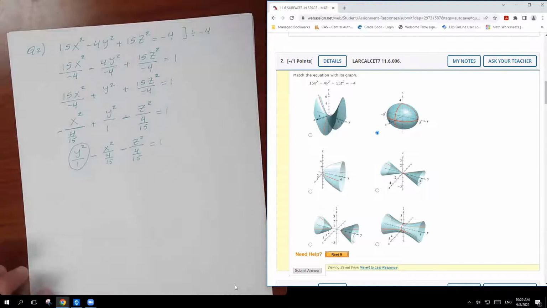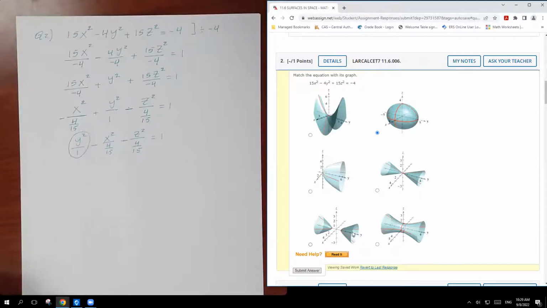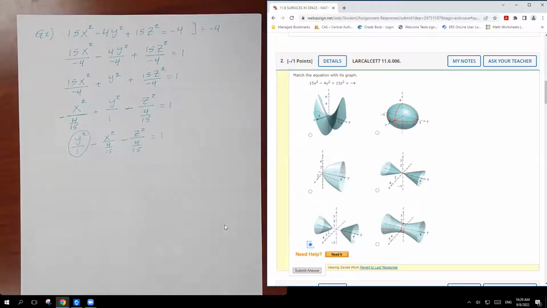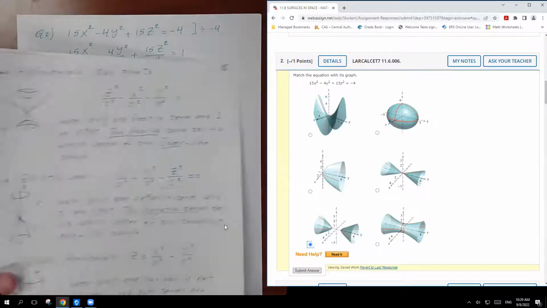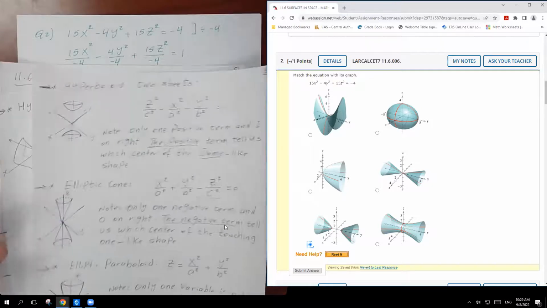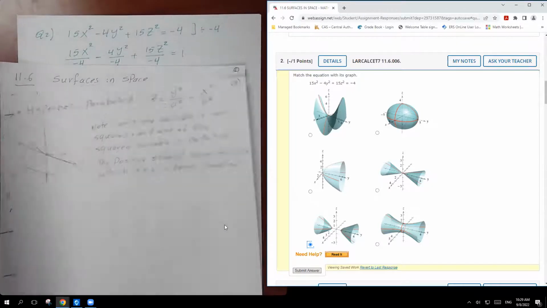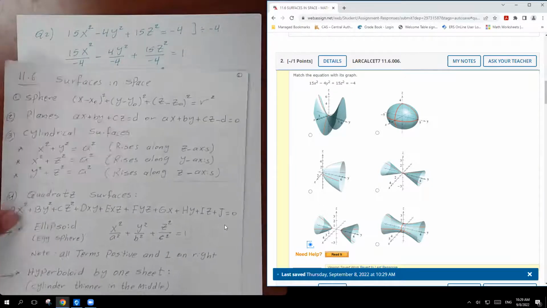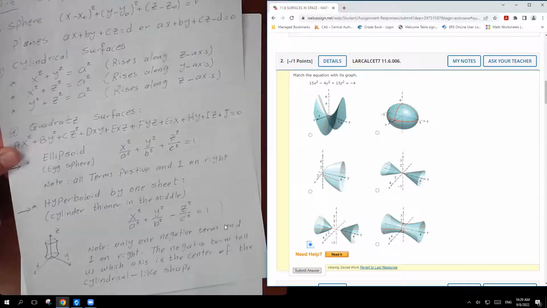Yes or no? This is the hyperboloid 2 sheets on the y coordinate. So we're going to choose this one. Hyperboloid 2 sheets. Careful, it says hyperboloid 2 sheets, and there's the first one. If you check the second one, hyperboloid 1 sheet. I have 1 sheet.